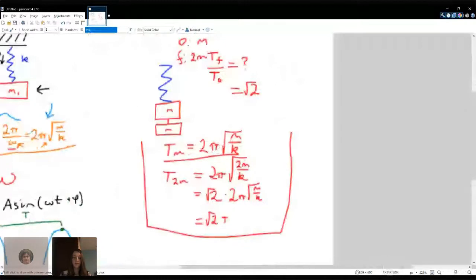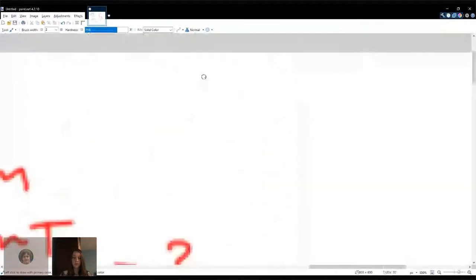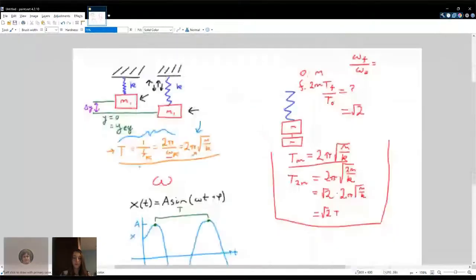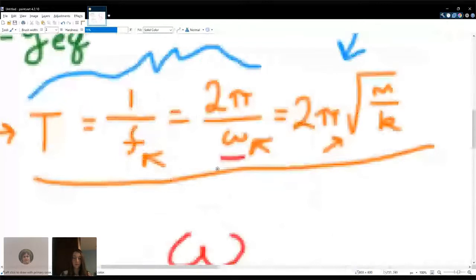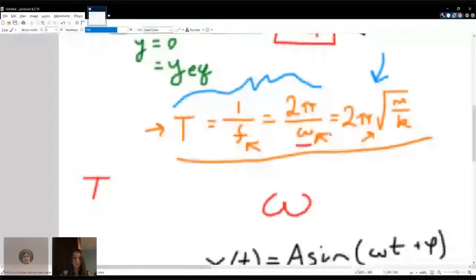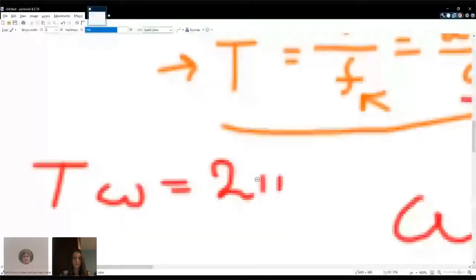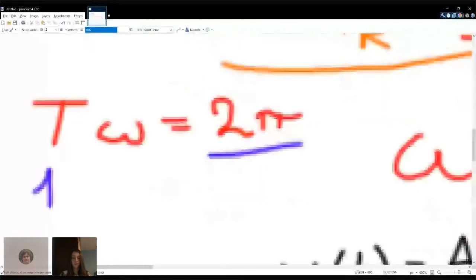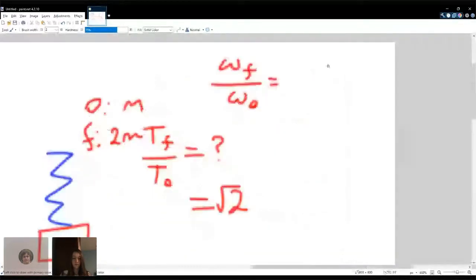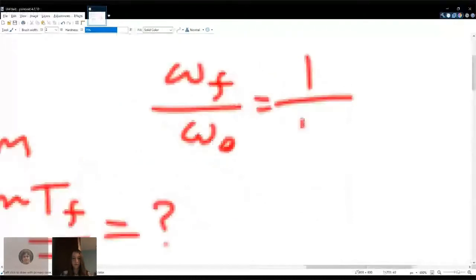What they could ask you after that is, what about the angular frequencies afterwards? What we have here is that period is inversely related to angular frequency, right? So you have T, you can multiply omega on the other side, so T omega is equal to 2 pi. Since this is a constant, if this goes up, this also has to go down, which by definition means they're inversely related. So this ratio is flipped, as 1 over root 2.